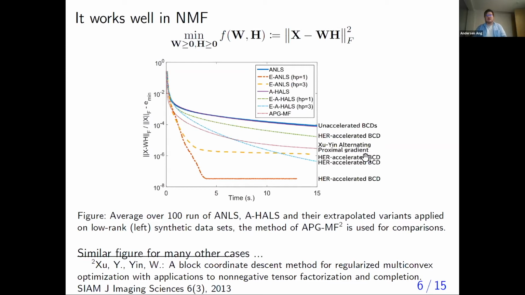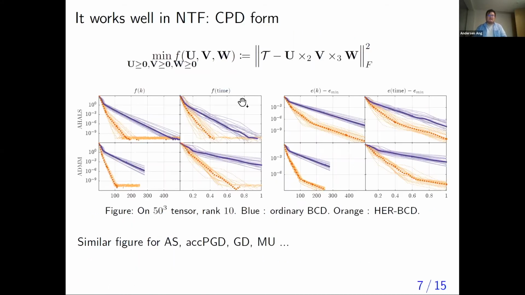Basically, this is the accelerated alternating proximal gradient. You can see this figure just to show that this method is not as good as the heuristic. Now it works also on tensor. And this is showing the convergence of the objective function. You can see that this is in terms of iterate, this is in terms of time. You can see it works for iterate and time and in many order.